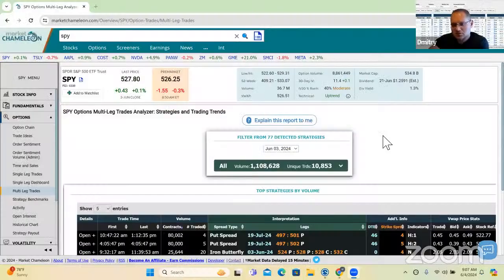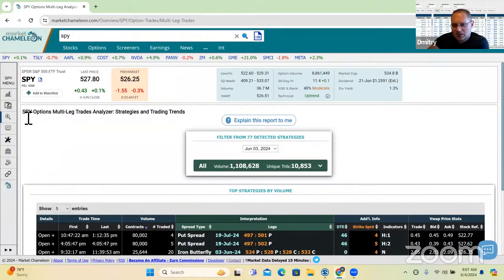So we're going to be talking about the multi-leg trade analyzer. And this is, so I brought up SPY. What this tool does is separate all the multi-leg trades in the options from the single leg trades. A multi-leg trade, many of you will trade like a call spread or put spread, butterfly, and you'll enter it as a multi-leg trade, meaning that you need to get executed on all sides simultaneously in order for that trade to get executed.